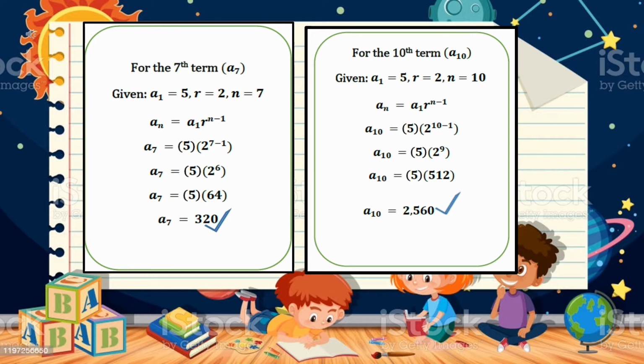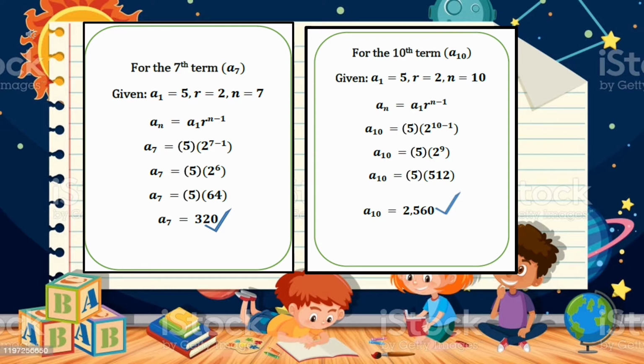So a sub 7 equals 5 times 64. We got 64 because we multiplied 2 six times. So 2 times 2 times 2 times 2 times 2 times 2 is 64. And the last is 5 times 64. Therefore, the 7th term in the geometric sequence is 320.